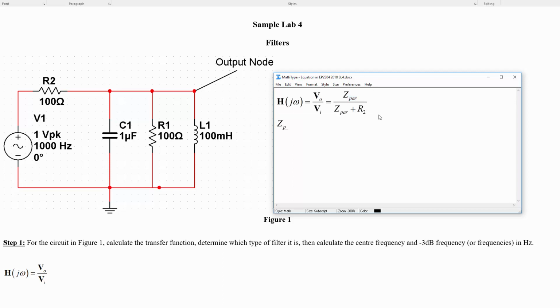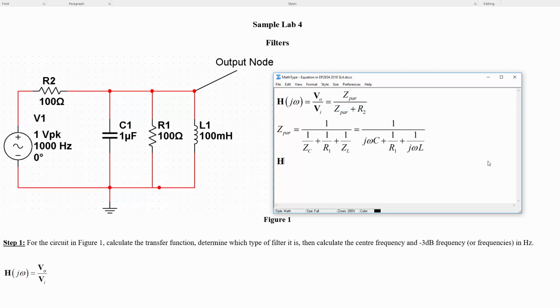And Z parallel is equal to then 1 over ZC plus 1 over R1 plus 1 over ZL. And all we're doing that's different is to keep everything a function of frequency. So now this is 1 over j omega C, that's the inverse of the capacitive impedance, plus 1 over R1 plus 1 over j omega L. Okay, and we could substitute that in to our transfer function.